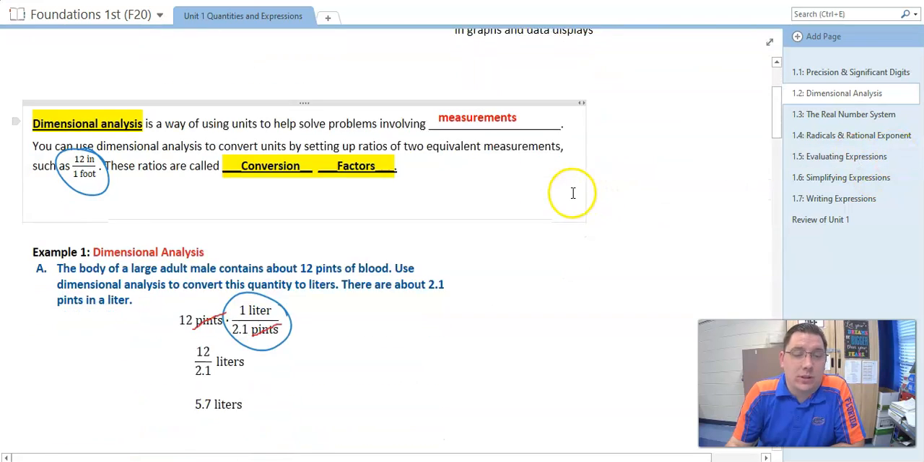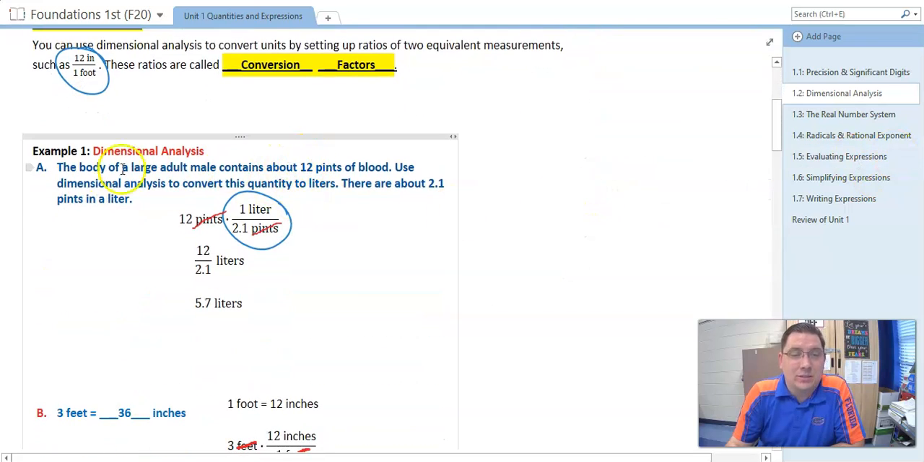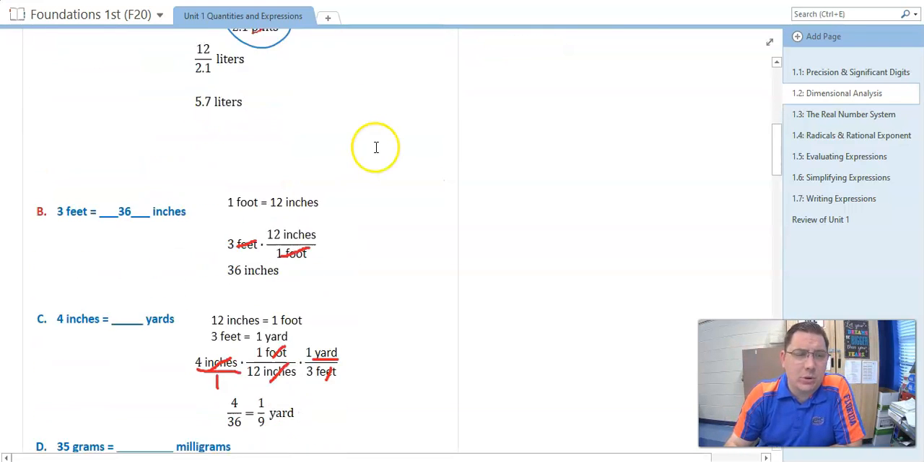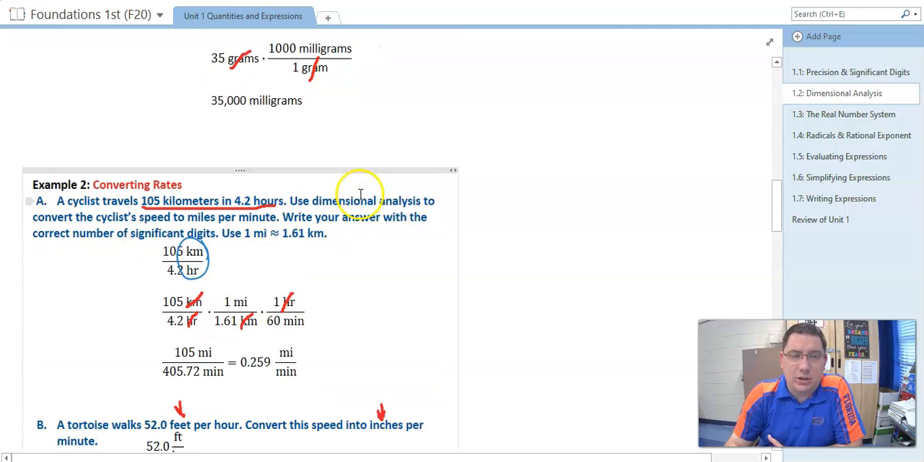Like the example here, if we want to convert pints to liters, remember we start with our pints and use our conversion factor. We want the units to cancel by having one in the numerator and one in the denominator. Remember, they've got to be across from each other to be able to cancel. And so here are all the examples on converting those.